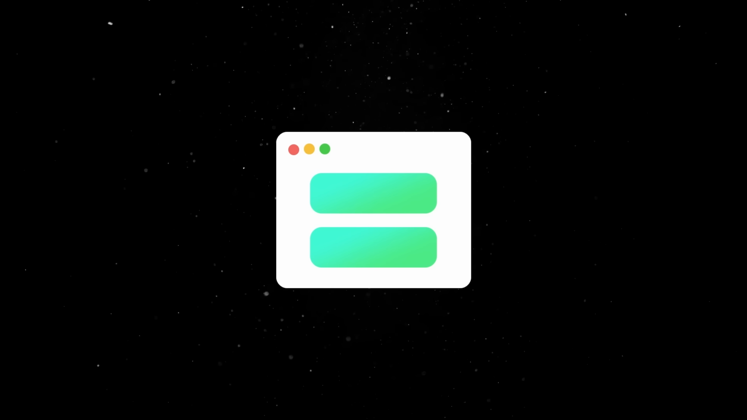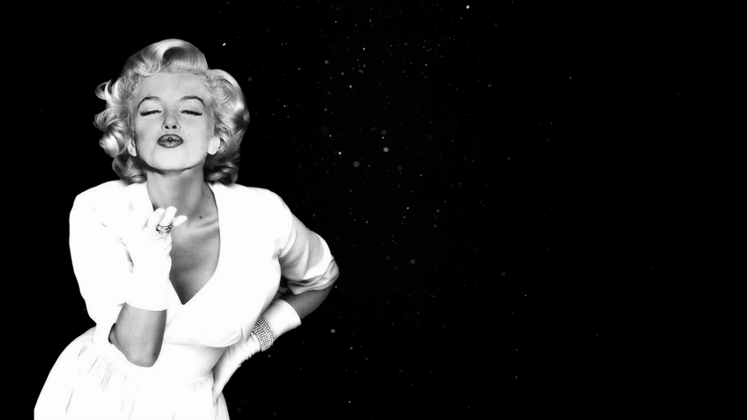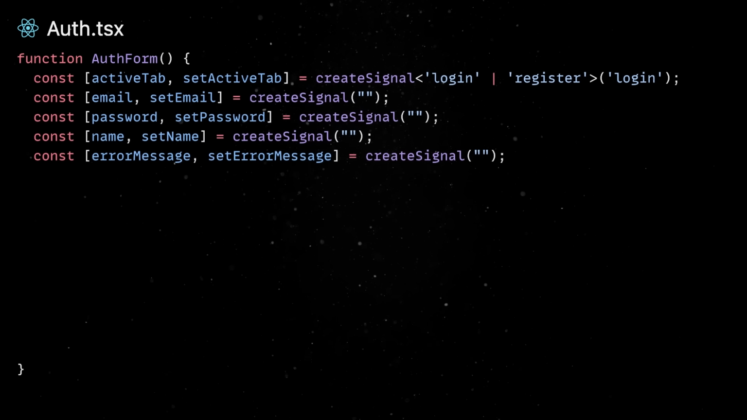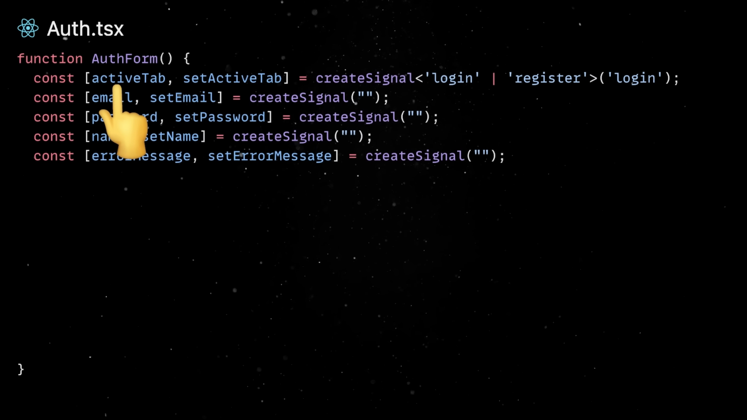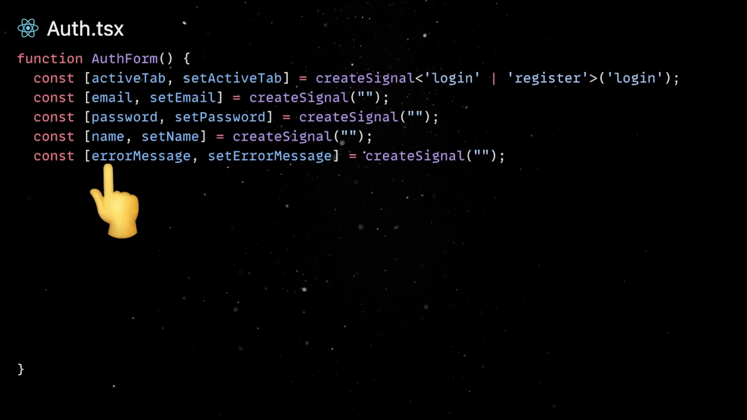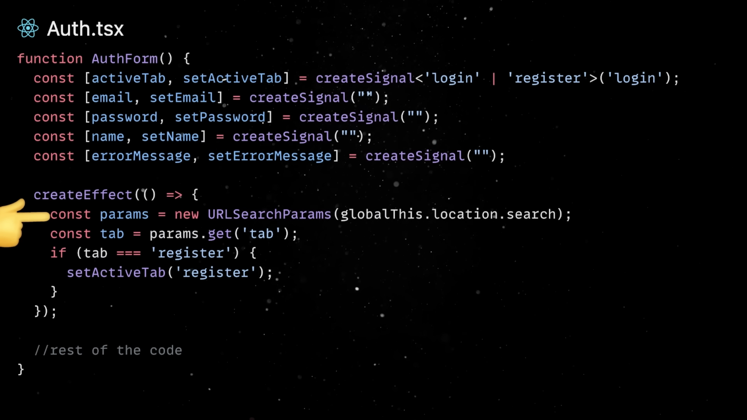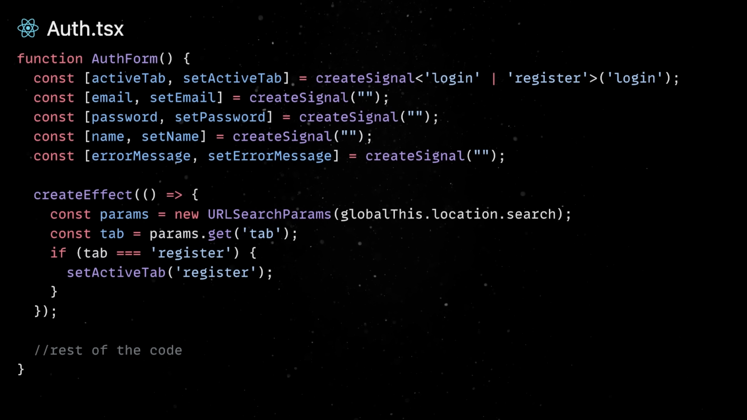Instead of hydrating the entire app like in a traditional single-page application, Astro lets you define islands of interactivity and sprinkle in JavaScript selectively, which keeps things fast by default. The auth form component is where we bring in Solid to handle interactivity. At the top, we set up a bit of state using Solid's createSignal. We track which tab is active and store the form inputs like email, password, and name. There's also an error message signal we update if something goes wrong during login or registration. When the component loads, it checks the URL for a register parameter and switches the active tab automatically. This lets us link directly to the registration form if needed.